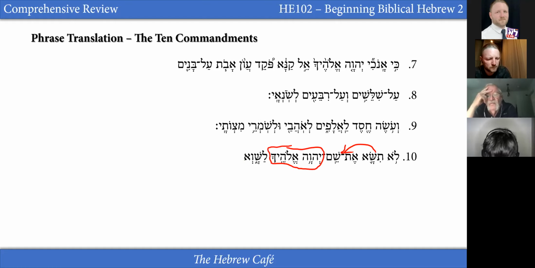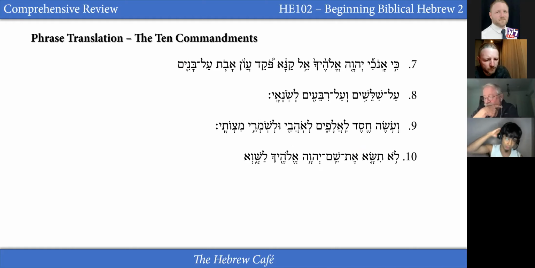Lashav. Shav means emptiness or vanity. So you shall not do it in vain: take the name in vain. The idea is that if you use God's name for an oath, you must intend to fulfill your oath. You should not give an empty oath using God's name.